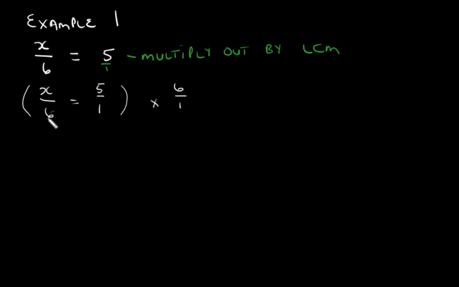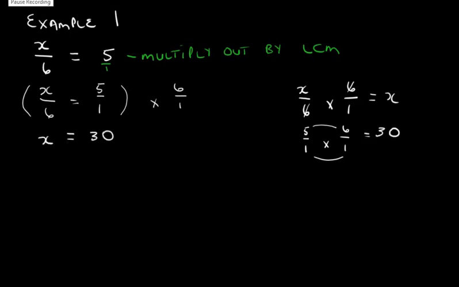We want to get rid of this denominator here of 6. We need to multiply x over 6 by 6 over 1. So the 6's will cancel and we are left with x. But we also need to multiply the 5 over 1 by 6 over 1. What does that give us? It's numerator times numerator, denominator times denominator, and that will give us 30. Therefore, x is equal to 30.